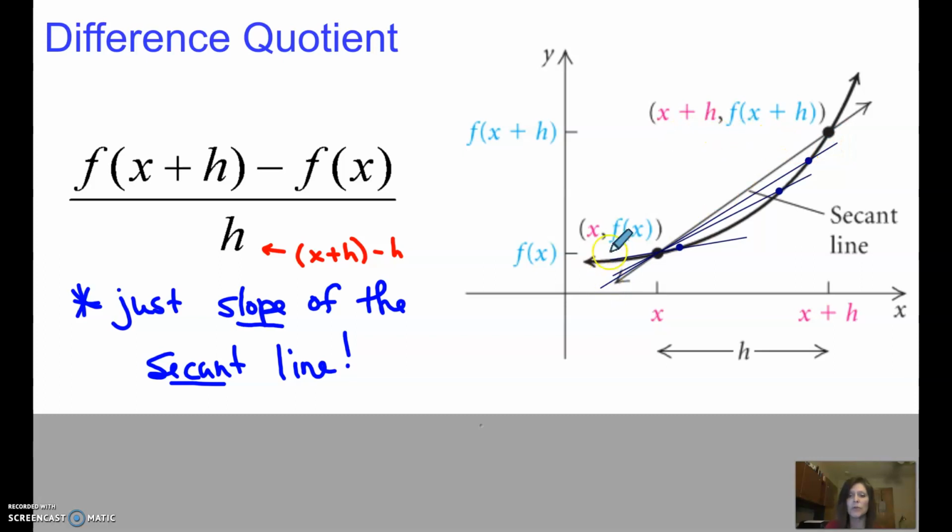So now I have 2 ordered pairs that are on my function and also on that secant line. So if you remember, the slope is the difference in the y's over the difference in the x's. So f of x plus h minus f of x, that's what I have there, over x plus h minus x. Well, the x's are going to cancel and we have just the h. So that's what this weird looking thing is actually calculating, the slope of that secant line.